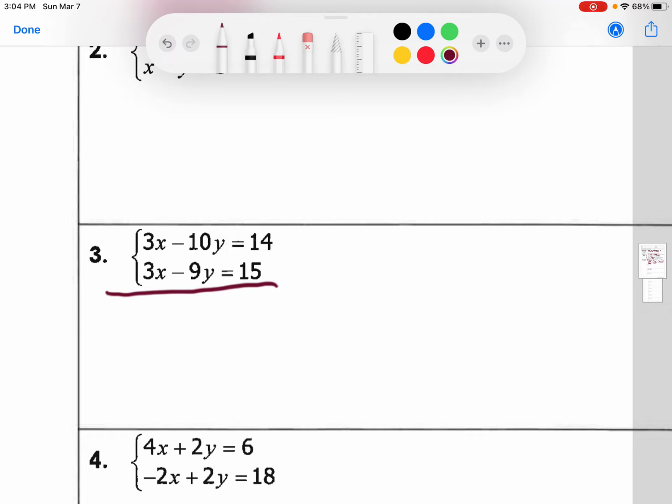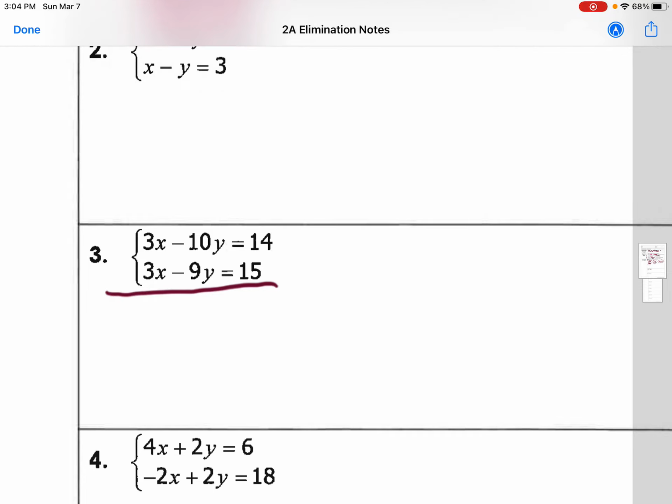Now, next step, we have to decide if we are going to add or subtract. I see that my x's have the same coefficient. They both have a coefficient of positive 3. Therefore, I'm going to want to subtract these. So subtract these. Let's go ahead and line this up. So 3x minus 3x is going to be 0. Copy down my minus sign. Negative 10y minus negative 9y would be negative y.